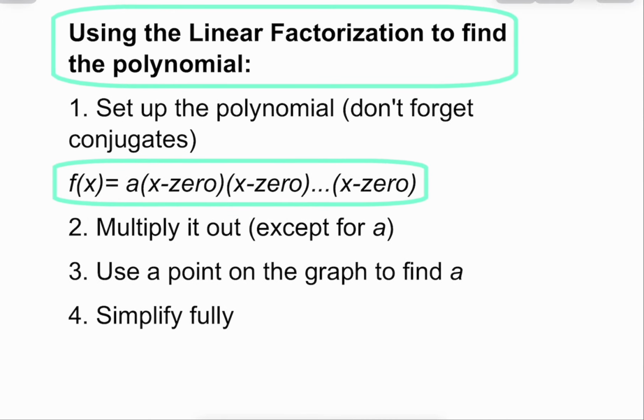So, if they want the linear factorization, we want to set up the polynomial. We don't want to forget the conjugates. It's always some factor a, which sometimes they'll care about and sometimes they won't. It's always x minus the 0 times x minus the 0 times x minus the 0. You can multiply it out except for the a. We can use a point on the graph to find a if they didn't give it to you. And then you can simplify it fully. I am usually just concerned about my a value being 1. But I'll show you what I mean in the next slide.